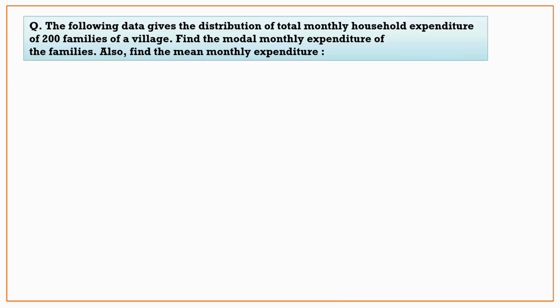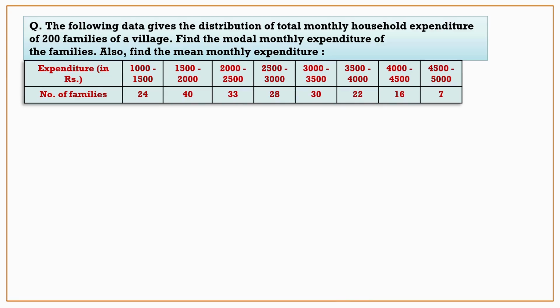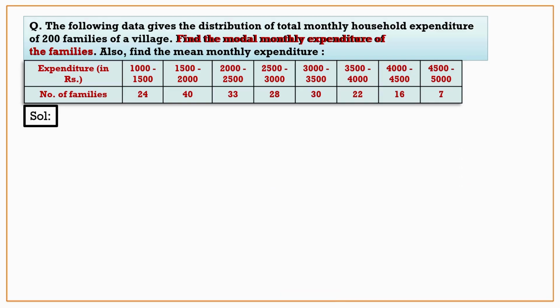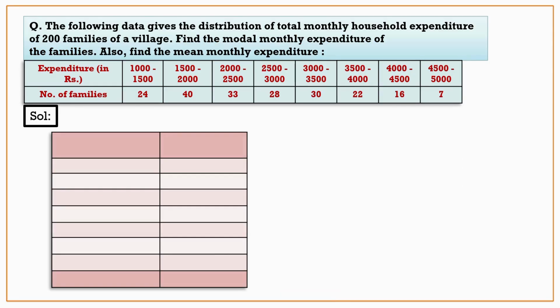The following data gives the distribution of total monthly household expenditure of 200 families in a village. Find the modal monthly expenditure of the families. Also find the mean monthly expenditure. So in this case also we need to find the mode as well as mean. So expenditure is given and the number of families, that is the frequency. So the first criteria for finding the mode is the classes must be continuous. If you take a look here, the classes are continuous classes. So let's find the mode value.